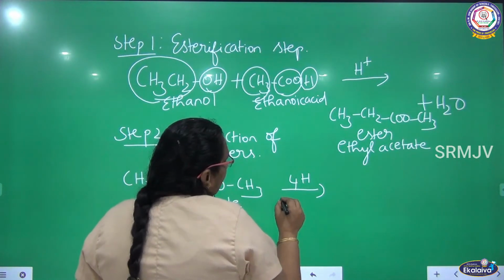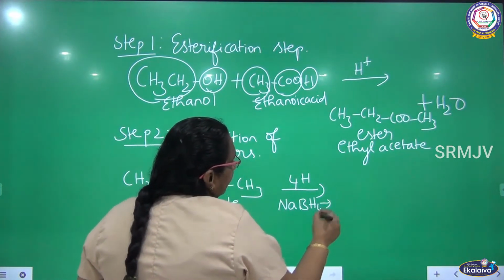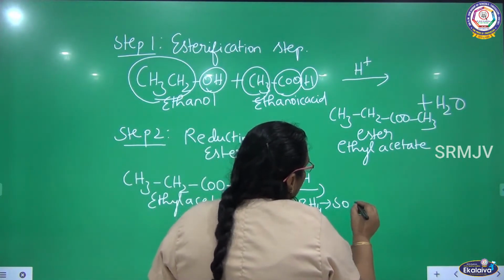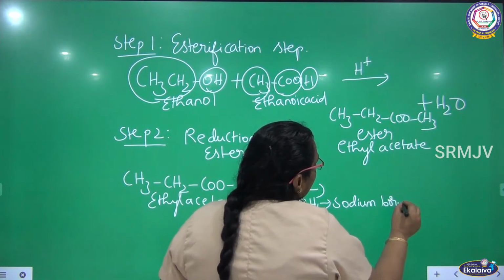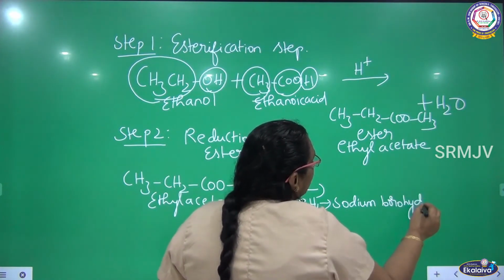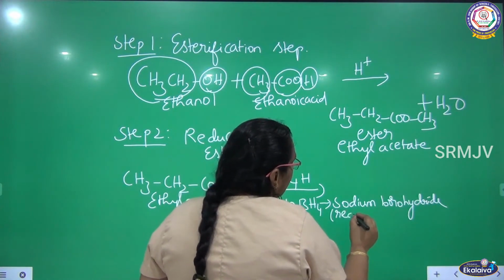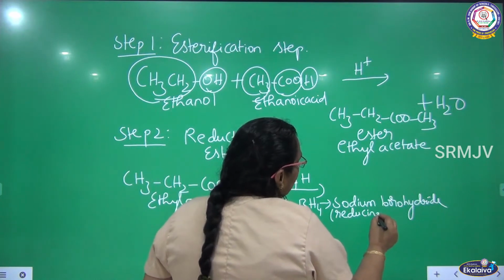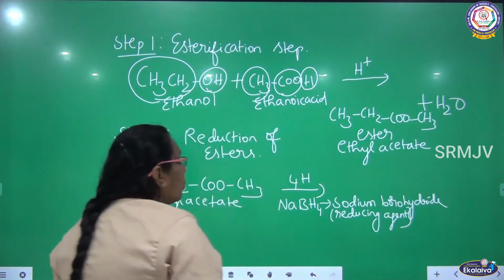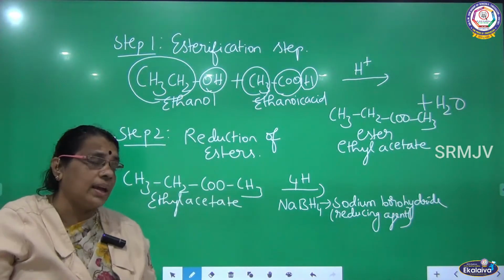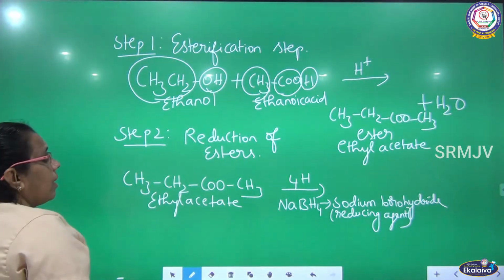Either I can use sodium borohydride. I am using sodium borohydride. So what is this actually? The name of this compound is sodium borohydride, which is a reducing agent. So I am adding hydrogen in the presence of sodium borohydride as a reducing agent. How many hydrogens am I adding? 4 hydrogen. Let me see now what is the reaction that takes place here.